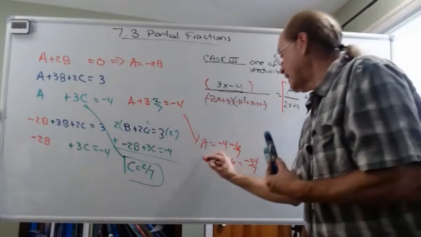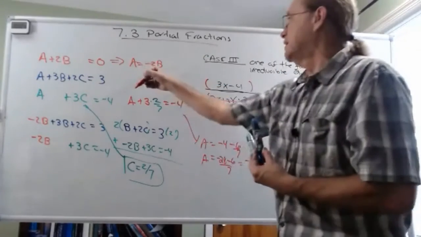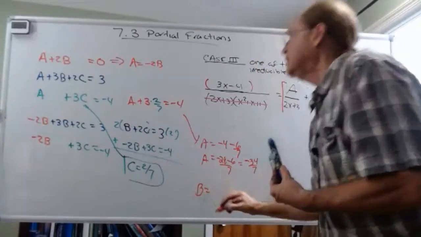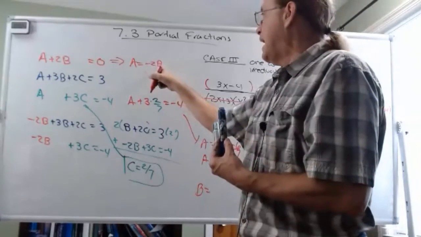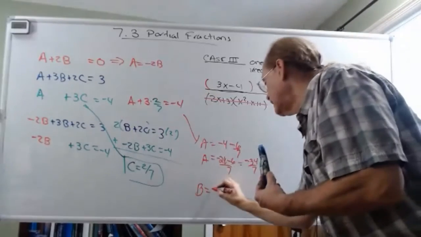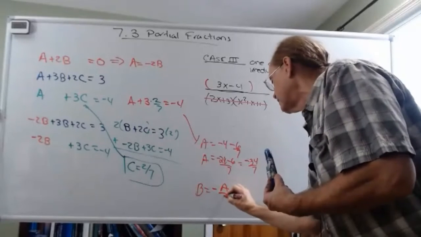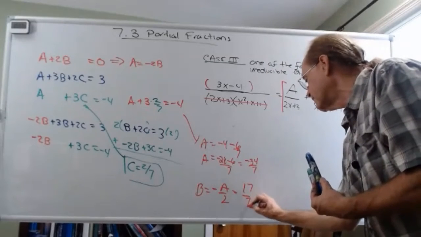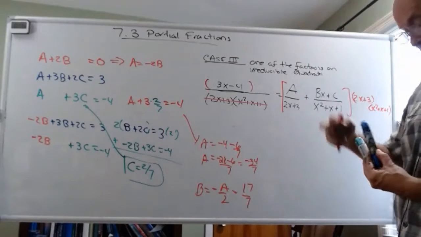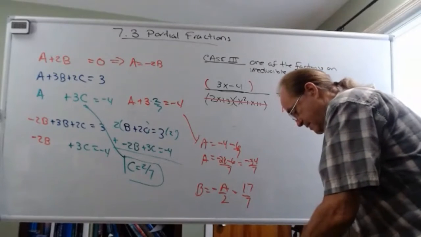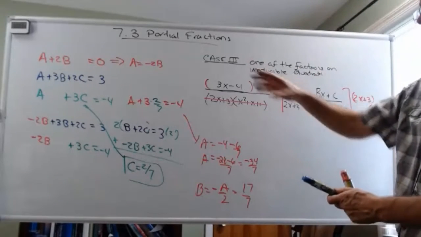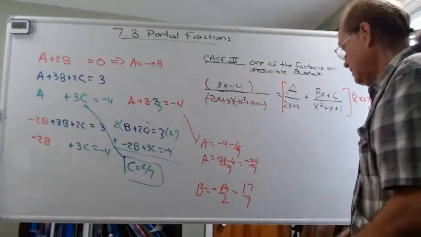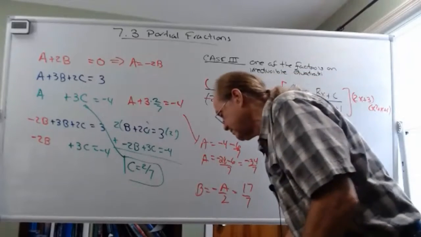And now that I have A, I can come over here and find B. I could solve that for B. So B is simply equal to minus A over 2: take the negative of A and divide that by 2. So B is equal to a positive 17/7. So when all is said and done, this is what you should be able to do. This is chapter 6. You should be able to solve those systems. And this is my final answer over here.